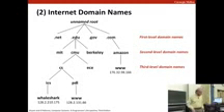And there's an interesting question of, okay, how do I then map from those hierarchical domain names into this dotted decimal or the 32-bit IP address?